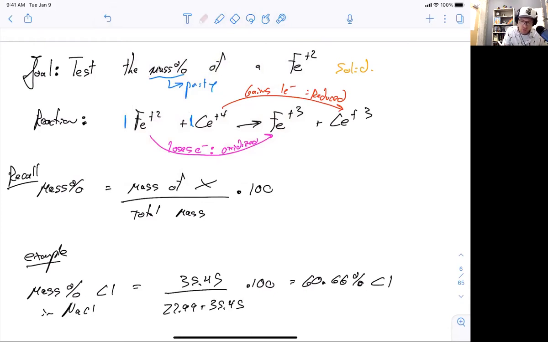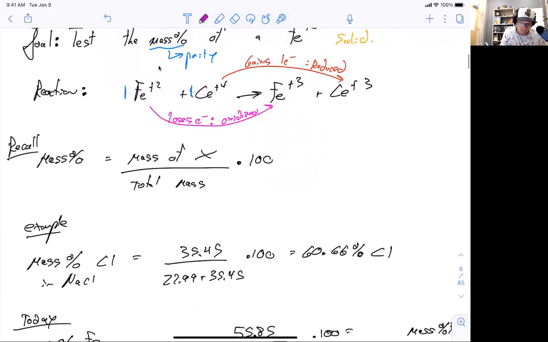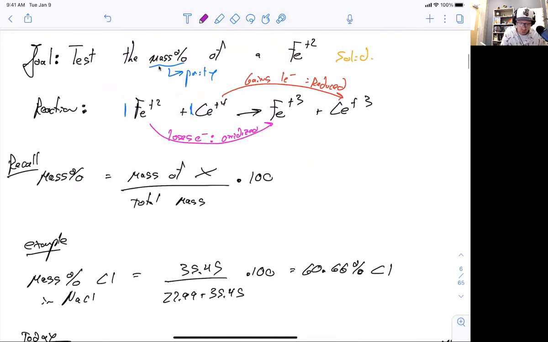I need to do a quick recall on this from Chem 1A. There's a chance that you were pretty good at mass percent in Chem 1A, but you might be a little rusty on it. So recall, mass percent means the mass of X, one of the elements, over the total mass times 100. And you could have different mass percents. You could have a theoretical. This is from the chemical formula.